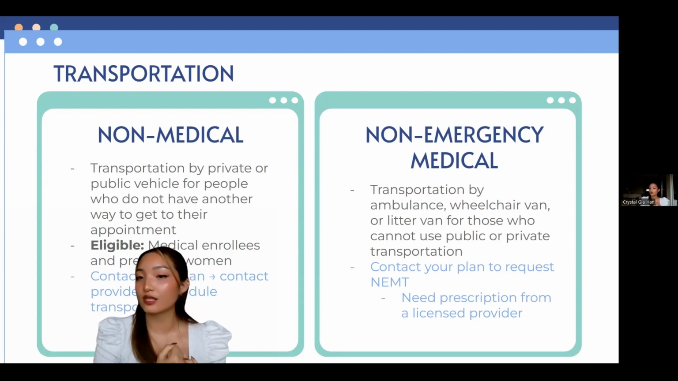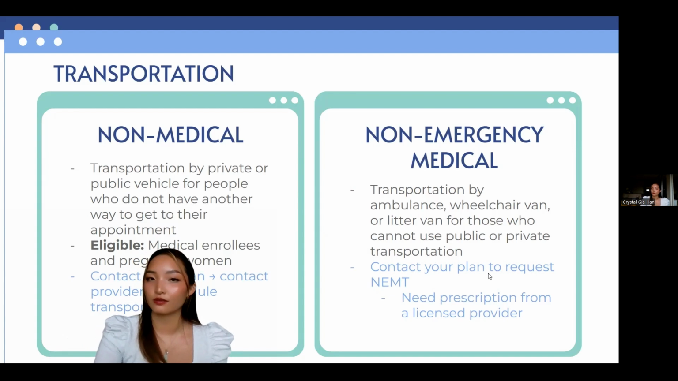Secondly, non-emergency medical transportation is through ambulance, wheelchair van, or litter van for those who cannot use public or private transportation. The process is a little different for this one. You will be contacting your plan to request this transportation, and you will need a prescription from a licensed provider.